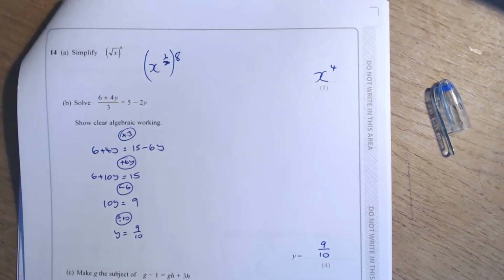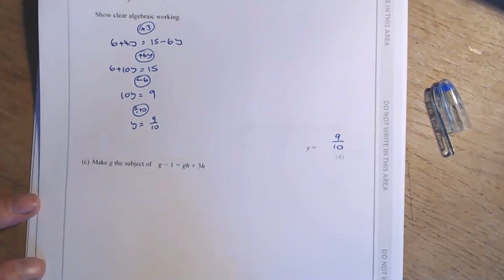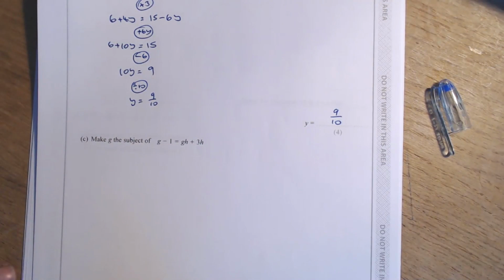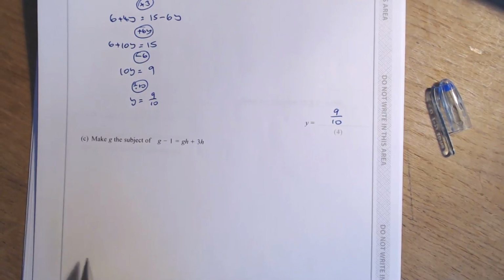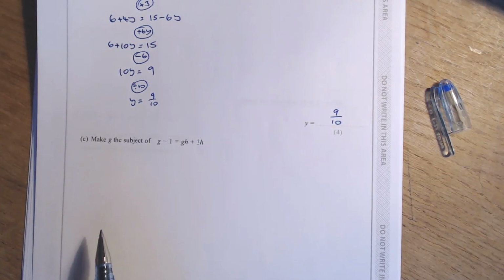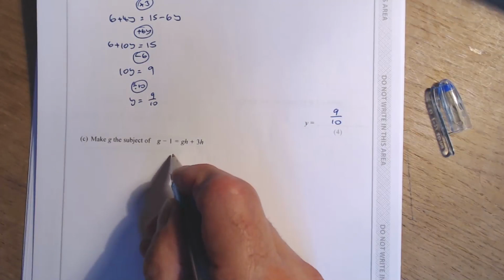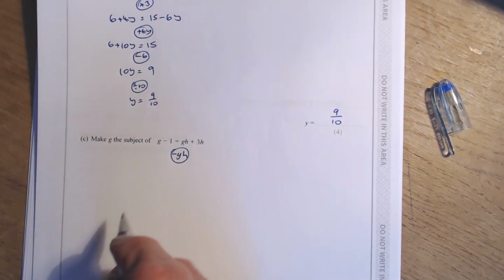And for part C, I'm being asked to make G the subject. Now, these are good. I enjoy these. So first things first, we've got to get all the terms with G onto the one side and all the terms that don't have G onto the other. So let's get all our terms with G onto the left-hand side. So let's take away GH from both sides.